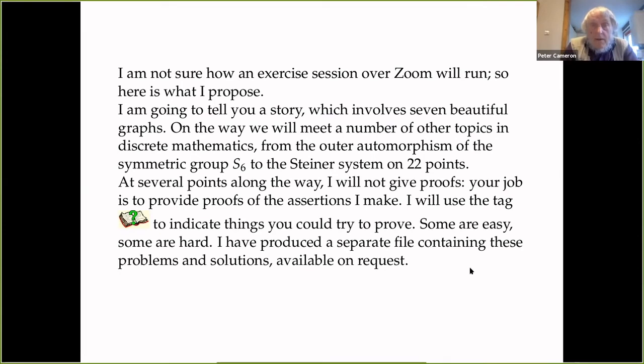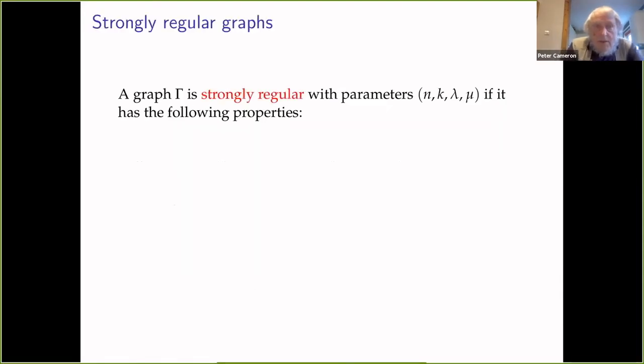And there is a file containing the problems and the solutions. So if you're interested in getting that, please let me know. So anyway, this is what I propose to do. Okay, so shall we make a start?